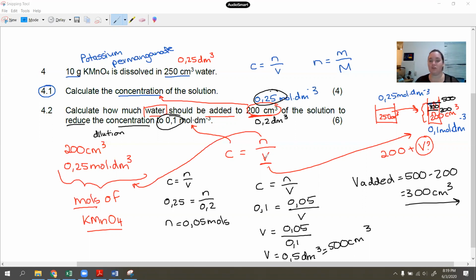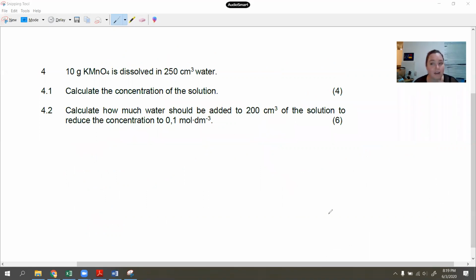So the other way that you can do this, and I'm just quickly going to ask you to take a screenshot if you need, because I'm going to clear. There is another formula that assumes that if you are only adding water and the number of moles stay the same, if the number of moles initial equals the number of moles final, and we can say that C is equal to N over V, then we can say that N is equal to C times V. So we can say C1V1 is equal to C2V2.